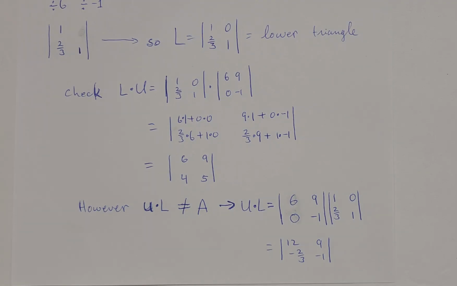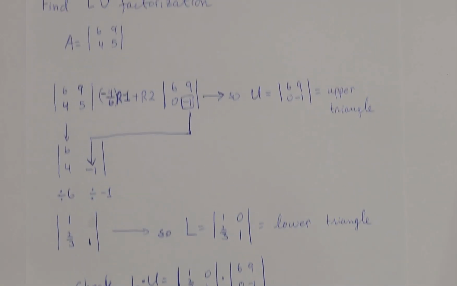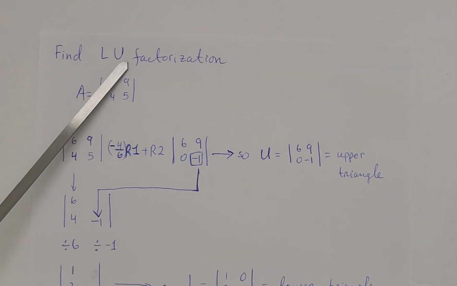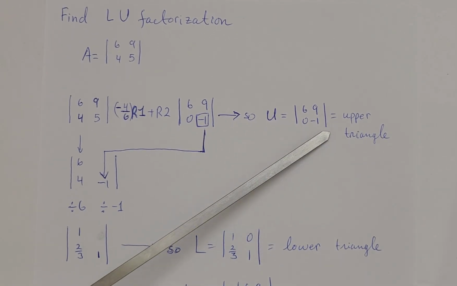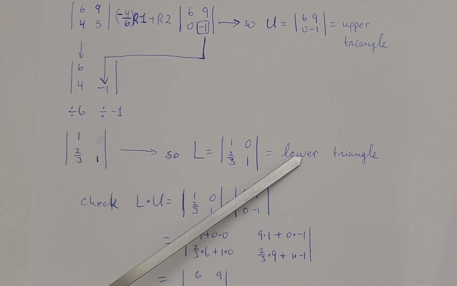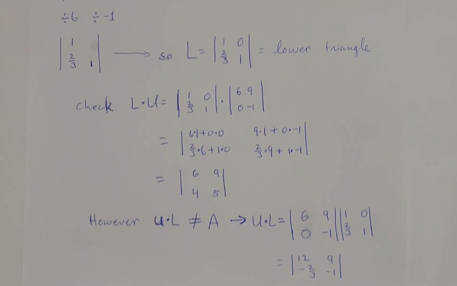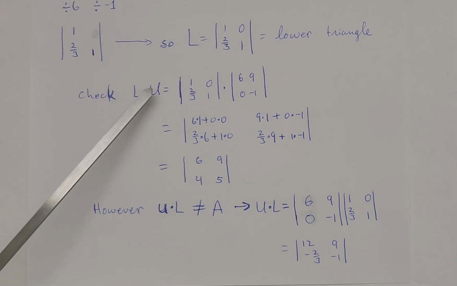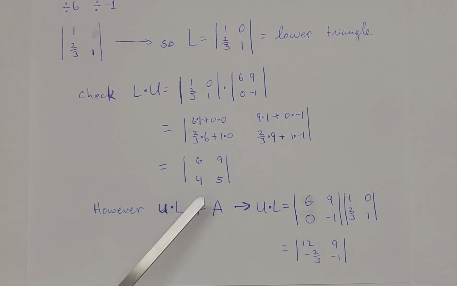So again, find the LU. U is the upper triangle. L is the lower triangle. And if you check, only LU will go back to the original matrix. UL does not go back to the original matrix.